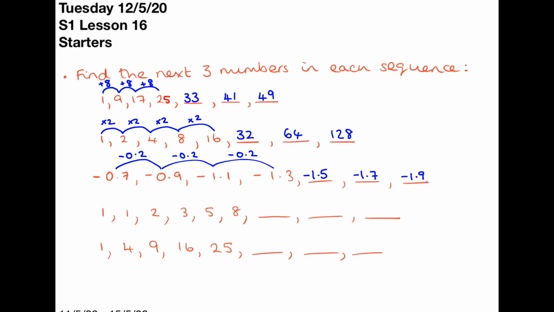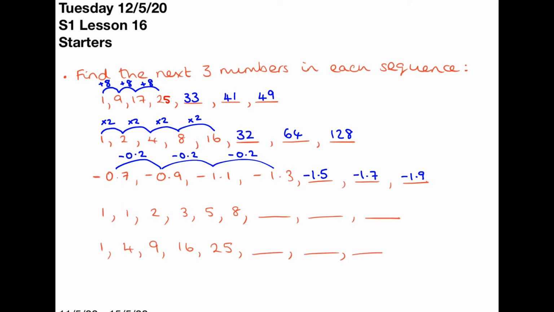and negative 1.9. Okay, our next sequence looks like the numbers are increasing, but let's see. We've added, nothing here. Added 1, gone up by 1 again, 2 this time, then up by 3. So that's not a normal adding sequence either, is it? And do you recognise this sequence? This is one that we've looked at before. It's called a Fibonacci sequence.